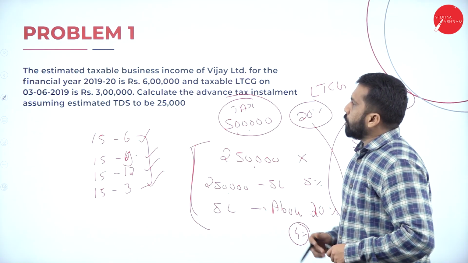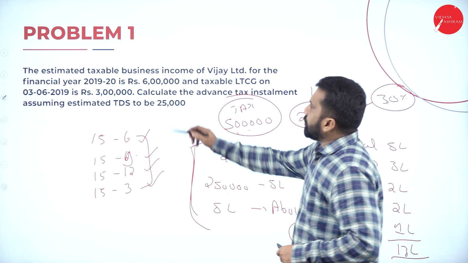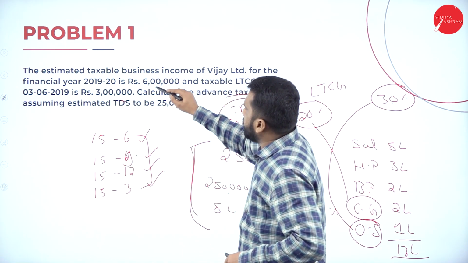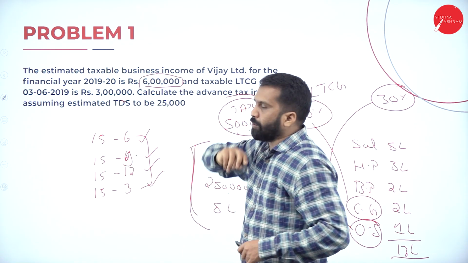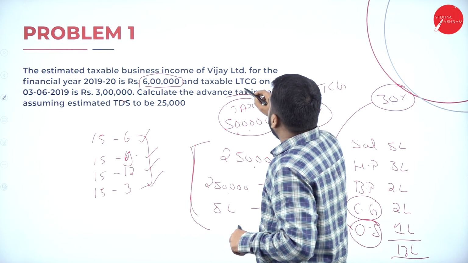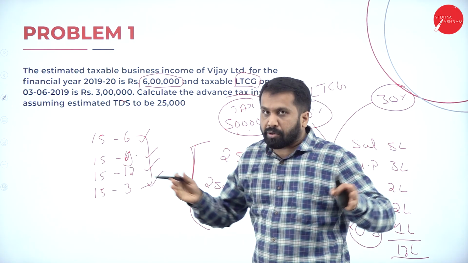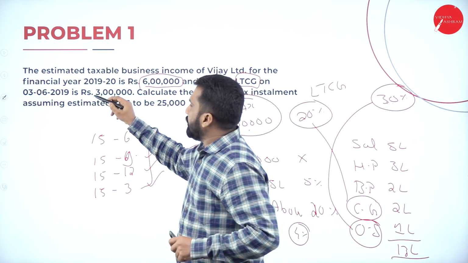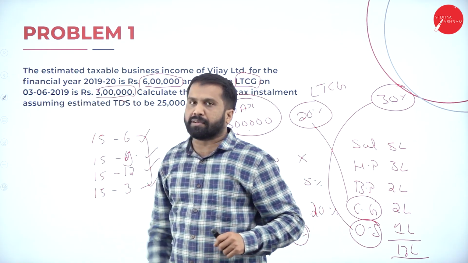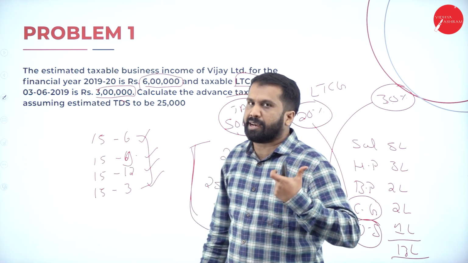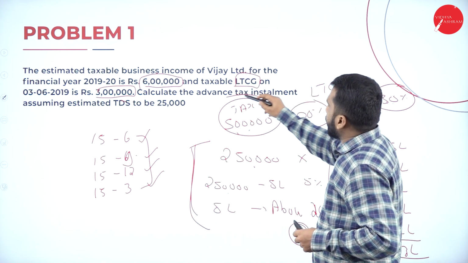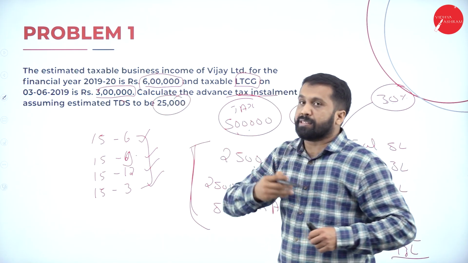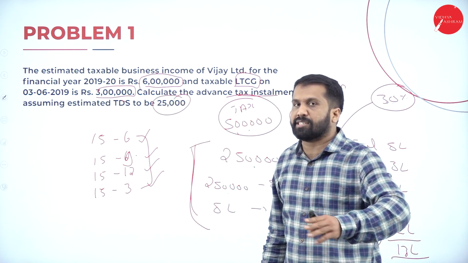Now, we'll go to problem number 1. The estimated taxable business income of Vijay for 19-20 is rupees 6 lakh. What is your income? 6 lakh. Long-term capital gain, you cannot club, separate. Remember, long-term capital gain is 3 lakh. Date is not required. Calculate the advance tax installment, assuming they already paid 25,000 tax. Already they paid TDS of 25,000.